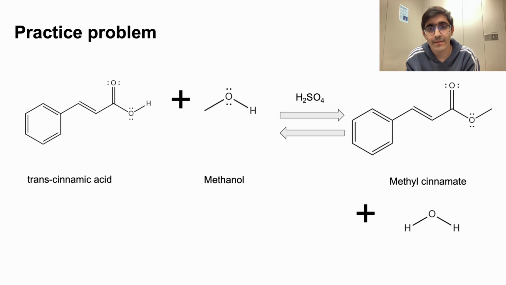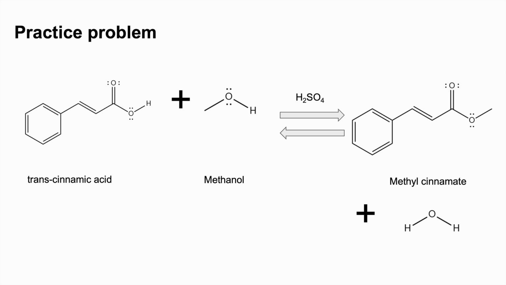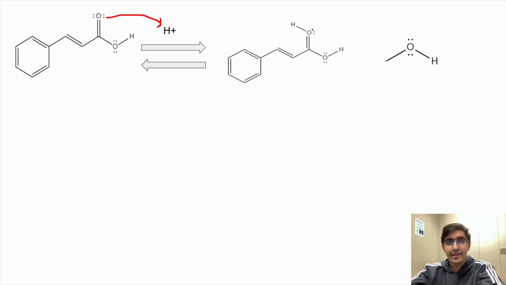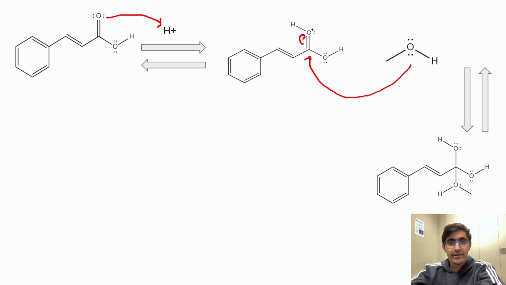And now a practice problem. This is actually the synthesis of methyl cinnamate, which I discussed has a strawberry-like scent. So pause the video, try the problem out, and then I'll discuss the solution. Alright, so let's work through the solution. Carbonyl oxygen first gets protonated. That makes the carbonyl carbon super electrophilic, allowing for our methanol to complete a nucleophilic acyl substitution. That forms the resulting structure here.